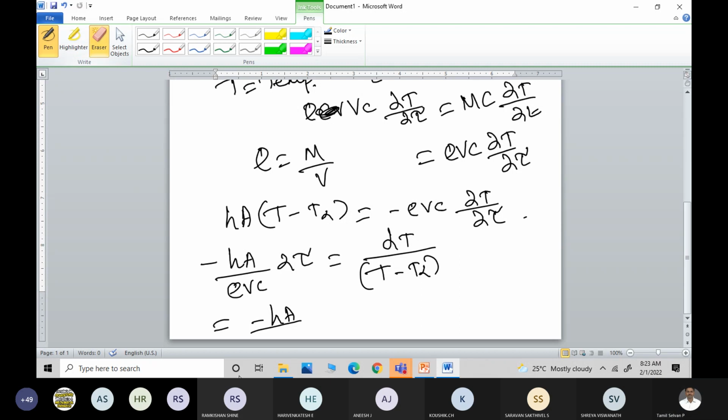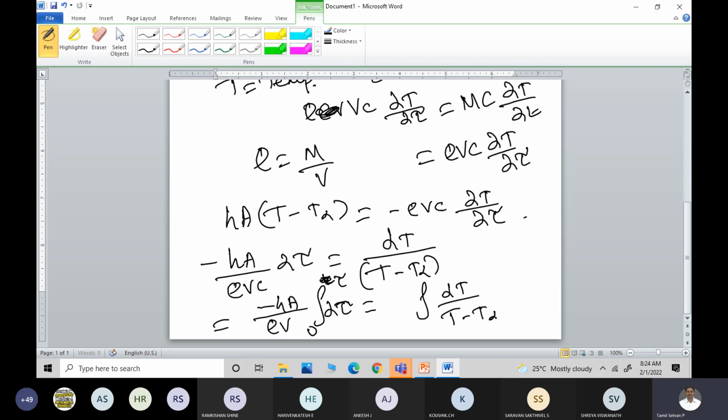Now, when you integrate this, we get minus hA by rho V C, integral of d tau where time is 0 to tau, which is equal to the integral of dT divided by (T minus T infinity). When it comes to temperature, we again have initial temperature to final temperature. Am I correct?